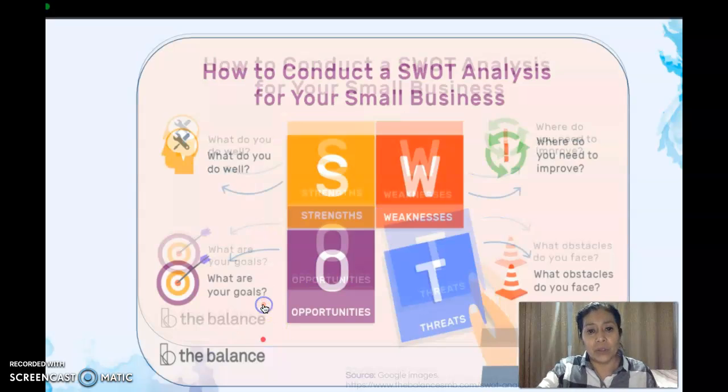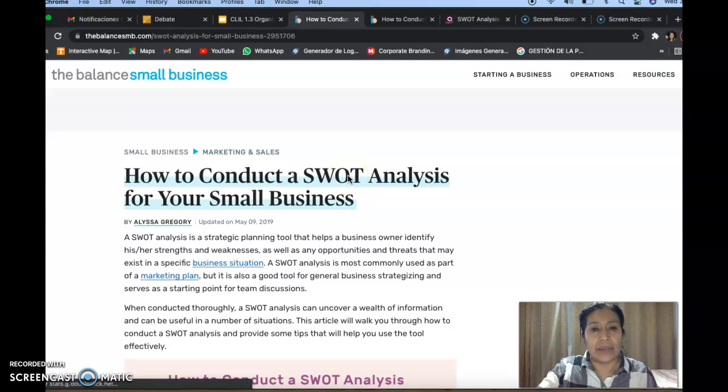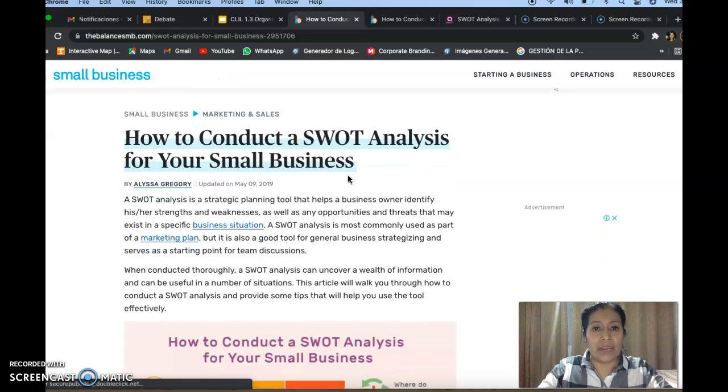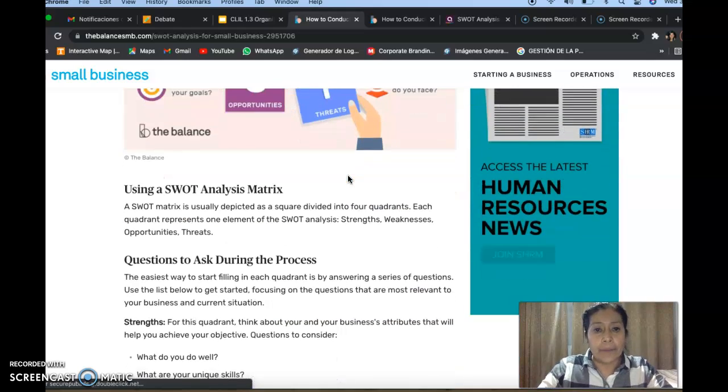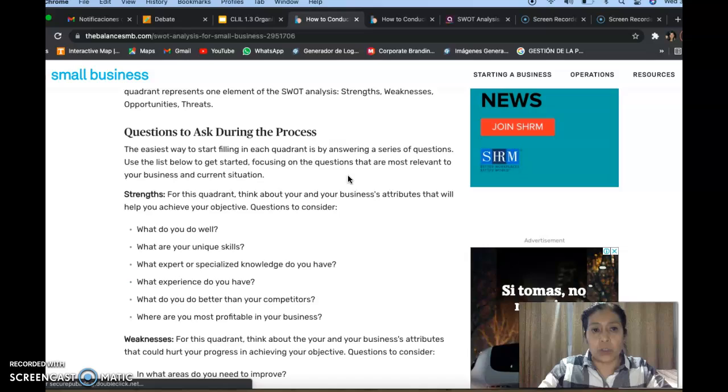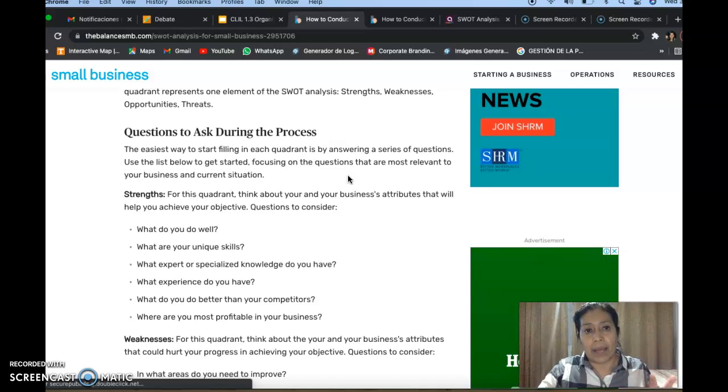Here, guys, we are going to be relocated to a web page. On this web page, you will find some information that is really important, okay? Here are some questions that you can apply whenever you're thinking about your organization. For example, the first one was already there in the picture. What do you do well?